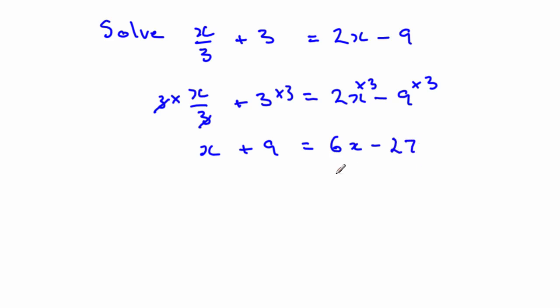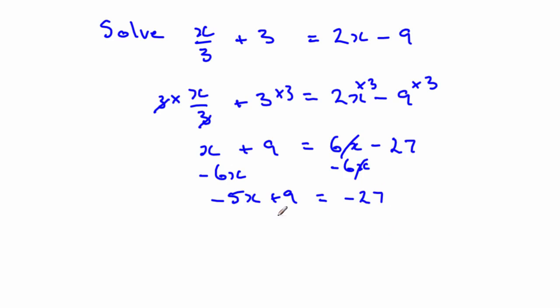The next thing we need to do is to bring our x's together on the one side, and the way to do this is to subtract 6x, because this is a plus 6x, and we need to do this to both sides as well. Now that will give us x minus 6x, which is minus 5x, plus 9 on this side, and because this is now cancelled out, we've got minus 27 on this side.